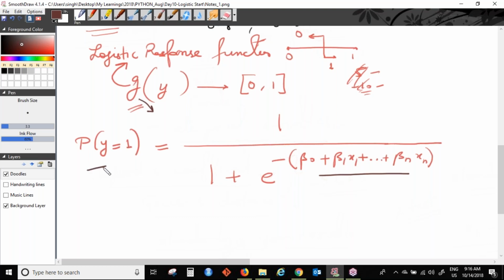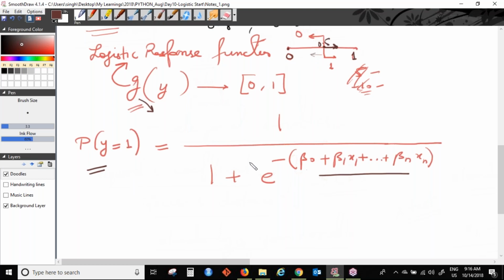And the left hand side is the probability of y equal to 1. So what this gives you is the probability of y equal to 1. So you get a probability between 0 and 1, and let's say this is 0.5. If the probability of 1 is above 0.5, that means you can convert it to 1. Similarly, if the probability of 1 is below 0.5, you convert it to 0. Okay, this is the logistic response function.